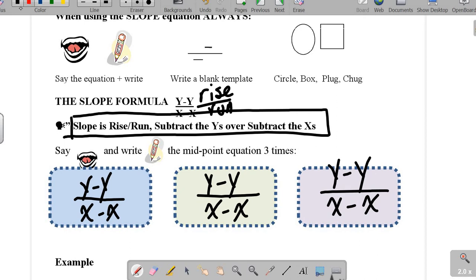Now, most of you probably memorized this originally as y2 minus y1 over x2 minus x1. Let me explain why I don't use that technicality, because it really doesn't matter which one is point 1 and 2. Let me demonstrate for you.